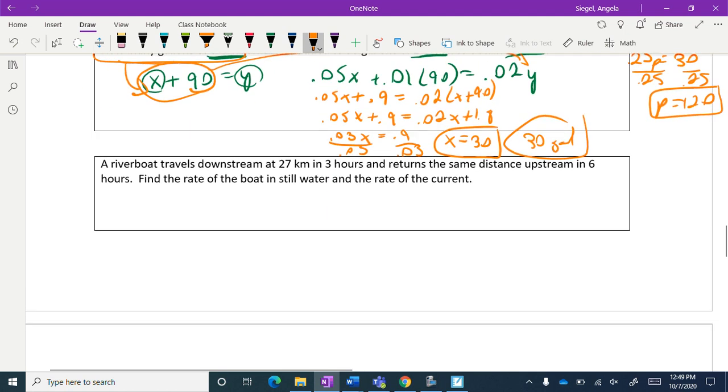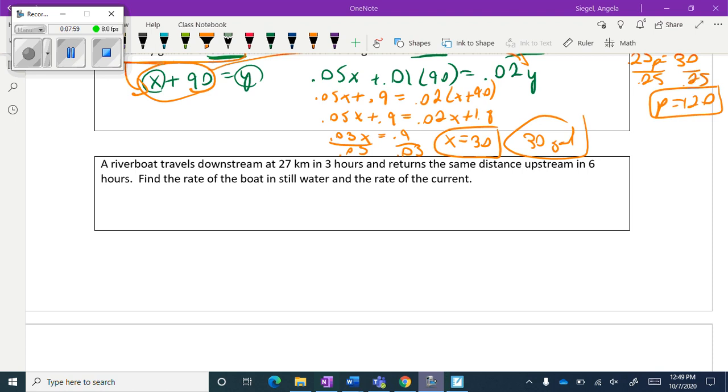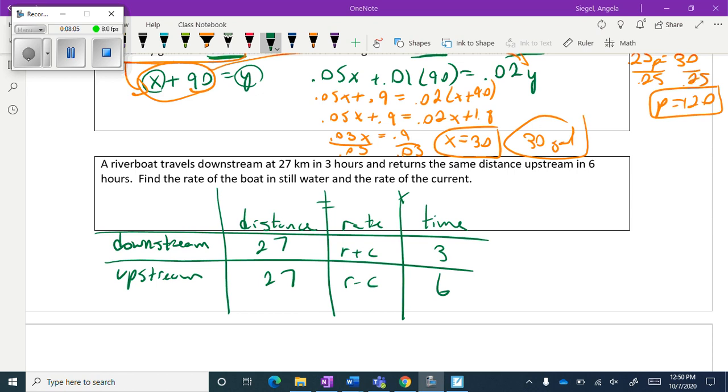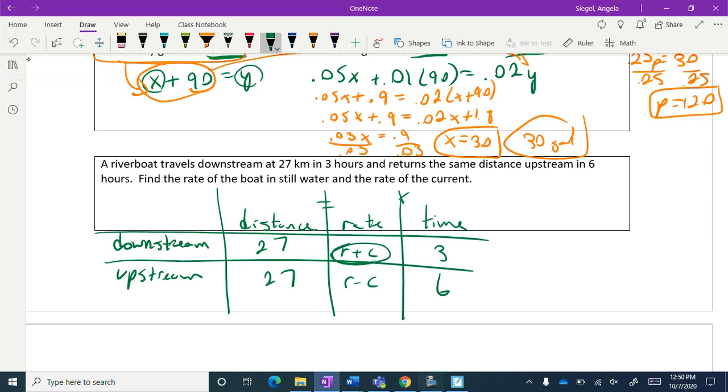Okay, this one, if you'll remember, we didn't do in Unit 1 because I said it's really good for systems of equations. So we're going to go ahead and try this right now. I'm going to set it up for you just to show you my thought process on these. If you're going downstream, it's going to feel really easy to paddle because you have the current with you. When you're going upstream, you're working against that current, so you're really pushing hard. That's why the time is slower.